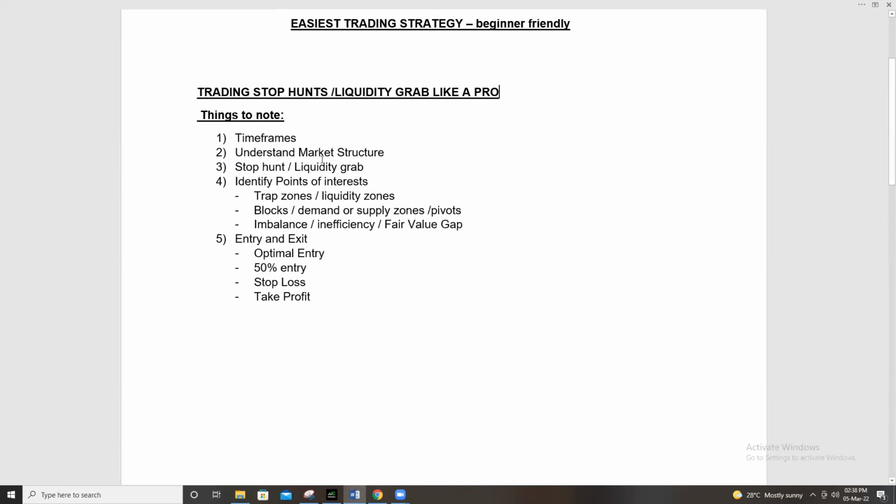The next thing is understanding market structure. What is market structure? This is how the market moves. If you're on a buying cycle or a selling cycle, there are rules for how the market should be moving and how to identify a cycle. It's through market structure. Again, there's a video on the YouTube channel on how to understand market structure.